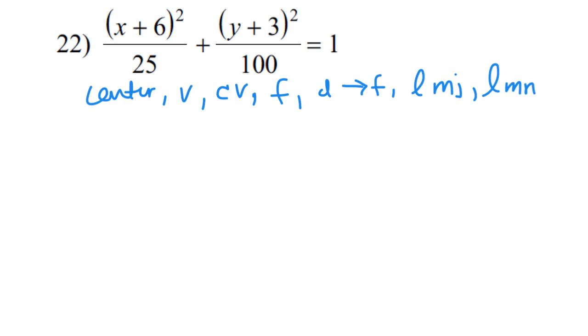long vertically because the a squared value is underneath the y. So that means that this particular ellipse stretches up and down the long way.